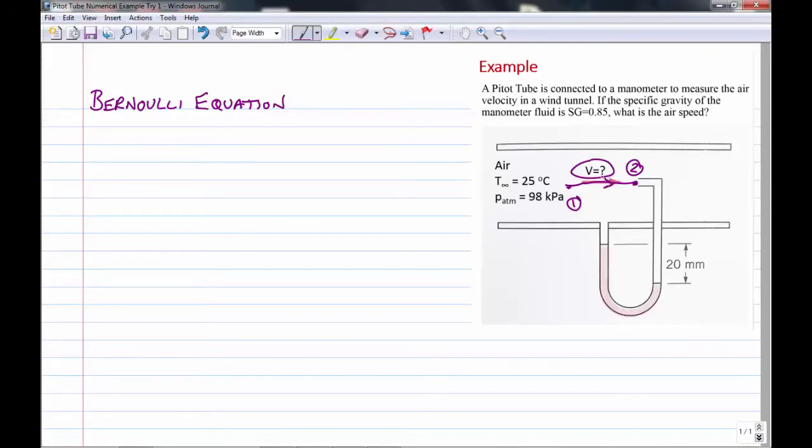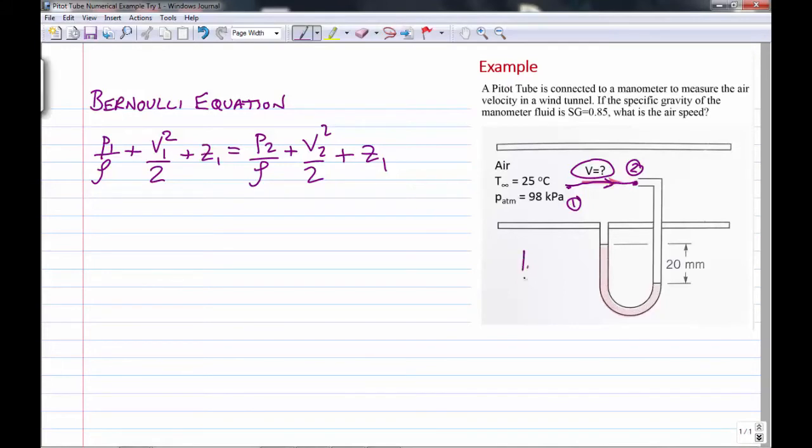So now we write Bernoulli's equation at point 1 and point 2. You can use any form you want. I'm going to use this one: P1 upon rho plus V1 squared upon 2 plus Z1 equals P2 upon rho plus V2 squared upon 2 plus Z2. So we have the pressure energy term, the kinetic energy term, and the elevation or potential energy term at each point. And the amount of energy in the flow remains constant at point 1 and point 2.